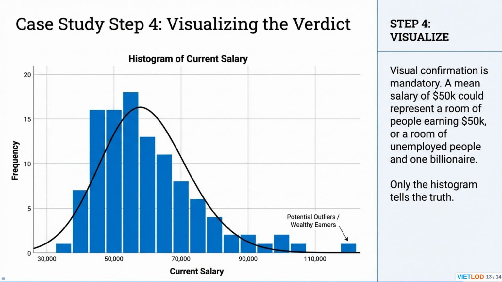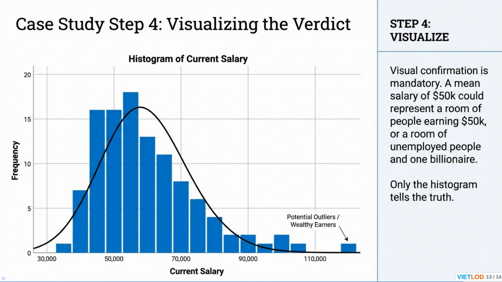Visual confirmation of your data's distribution is absolutely mandatory. While summary statistics like the mean provide a quick overview, they can often be profoundly misleading on their own. Consider this classic example. A mean salary of $50,000 could describe a group where everyone earns exactly that amount. Alternatively, it could represent a scenario with 49 unemployed individuals and one person earning $2.45 million. The average is identical, but the underlying economic reality is drastically different.